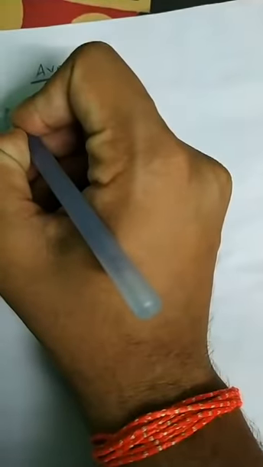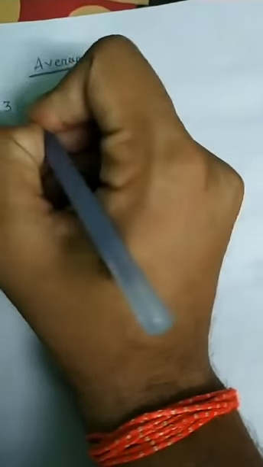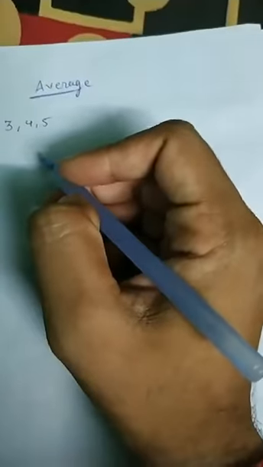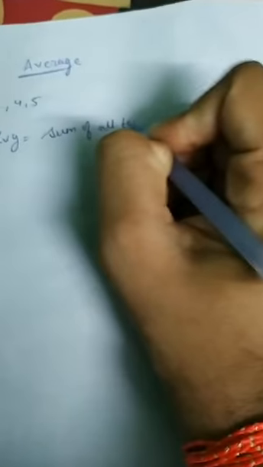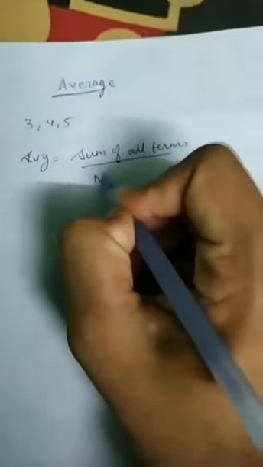Suppose there are three consecutive numbers 3, 4, 5, and we want to find the average. So the basic formula is average equal to sum of all terms upon number of terms.